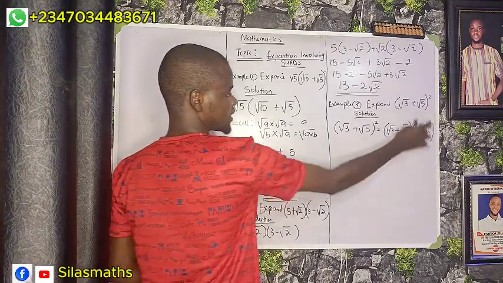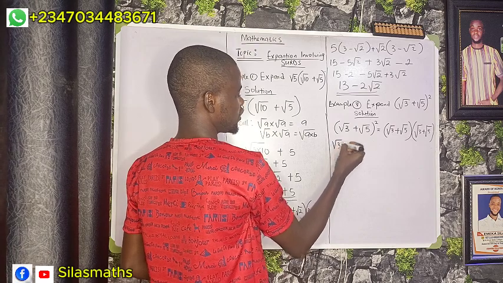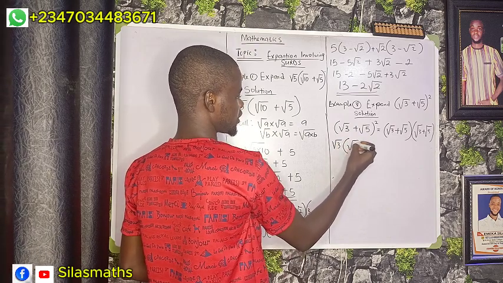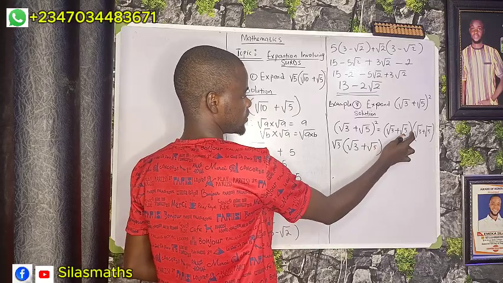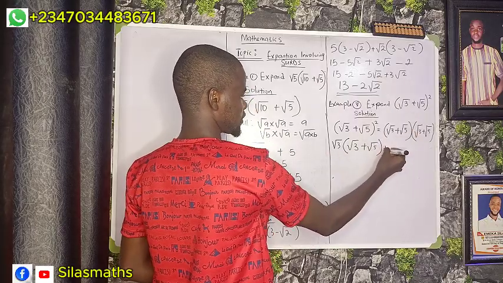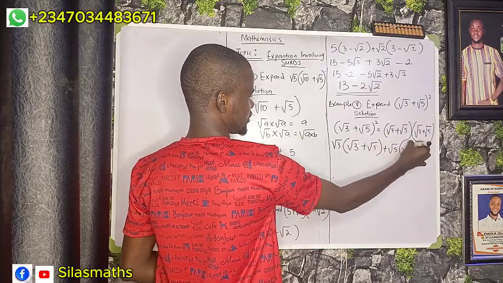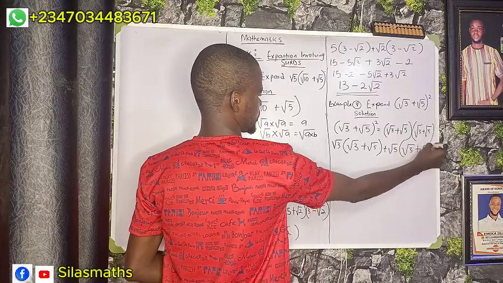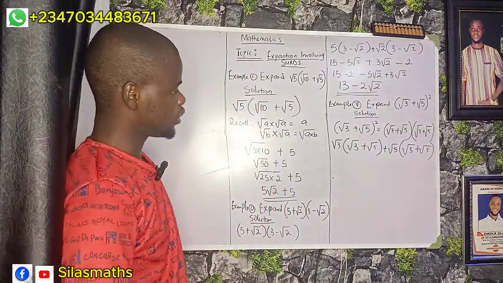So we use this first one to open that. So I'm going to have square root of 3 open bracket square root of 3 plus square root of 5. Then the other one, multiply the same thing, you have plus square root of 5 multiplying what we have there. So we have square root of 3 plus square root of 5. Then at this point we'll go ahead and simplify.